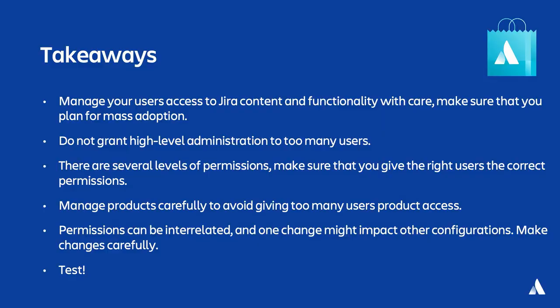Manage your users' access to Jira content and functionality with care. Make sure that you plan for mass adoption. Do not grant high-level administration to too many users. There are several levels of permissions. Make sure that you give the right users the correct permissions. Manage products carefully to avoid giving too many users product access. Permissions can be interrelated, and one change might impact other configurations. Make changes carefully. Test before putting live, for example by logging in as a test user to test your configuration changes.